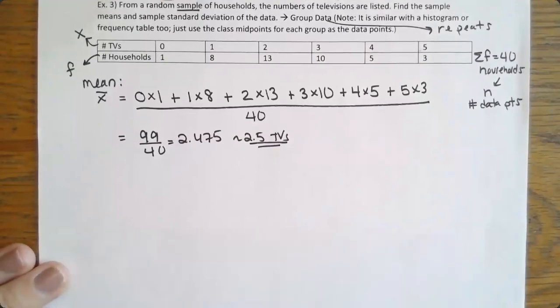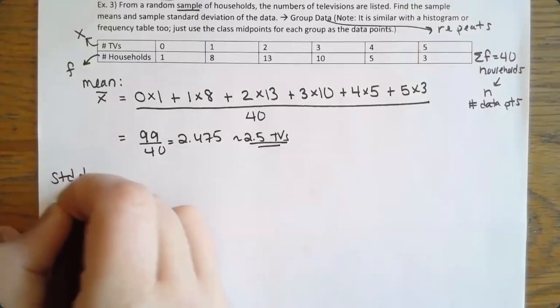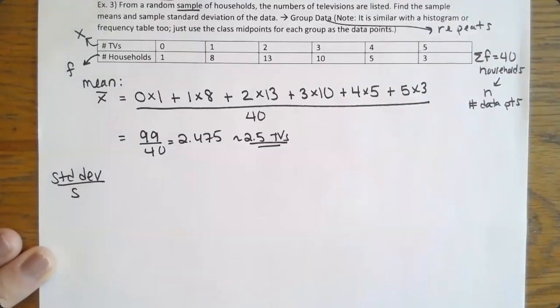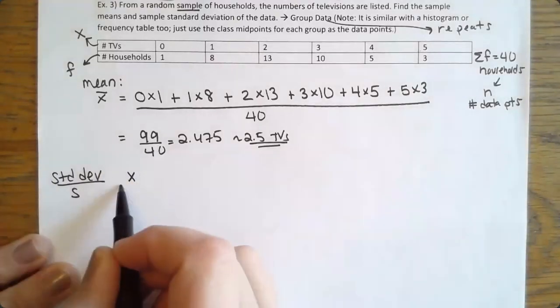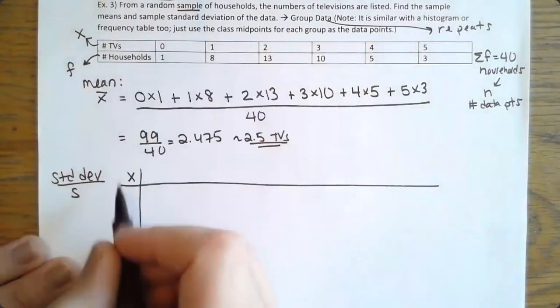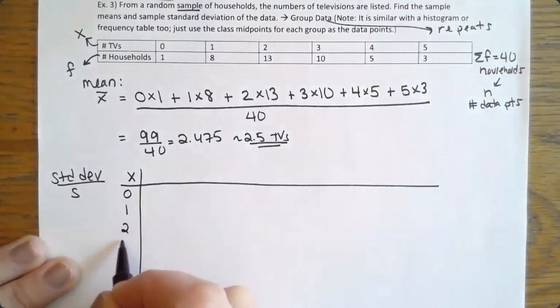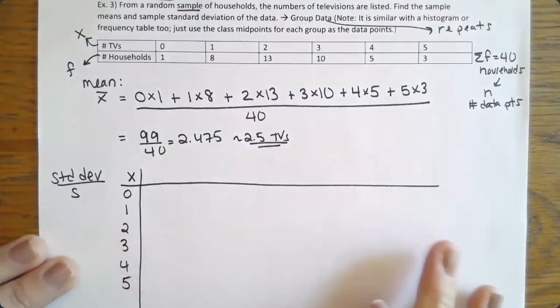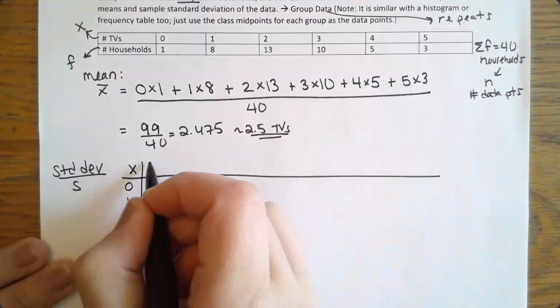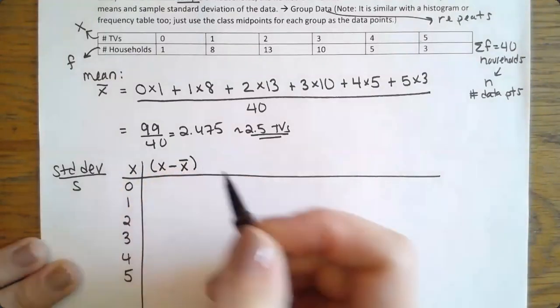Now, we can also find the standard deviation. I'm going to use S there for my notation because it's a sample. And I'm going to do it by hand. So for grouped data or for frequency tables, we typically do that by hand. So we're still going to start. I'm going to write our X column here because I like to have that down. And again, our X values would be 0, 1, 2, 3, 4, and 5. And then think back to how we do standard deviation by hand. The first thing we do is we take each of those X values and we subtract the mean.